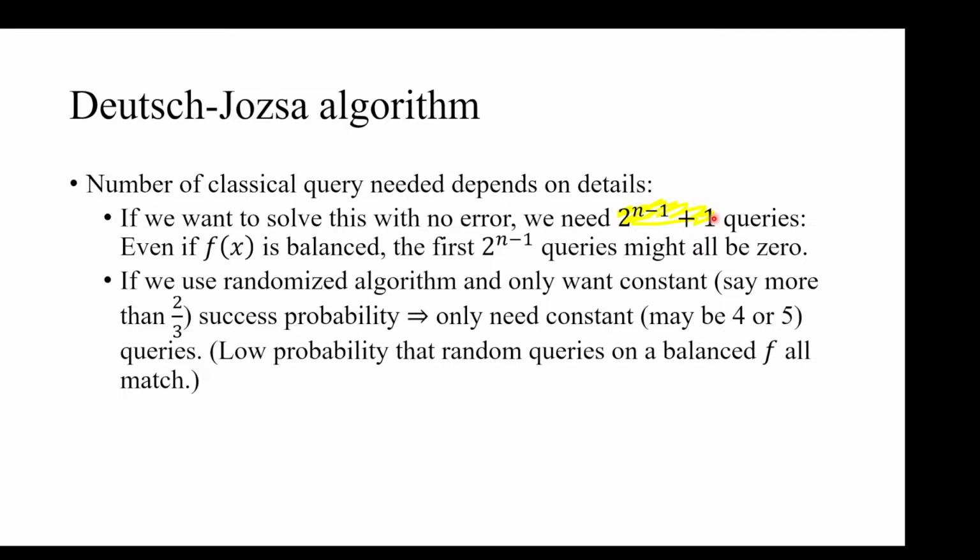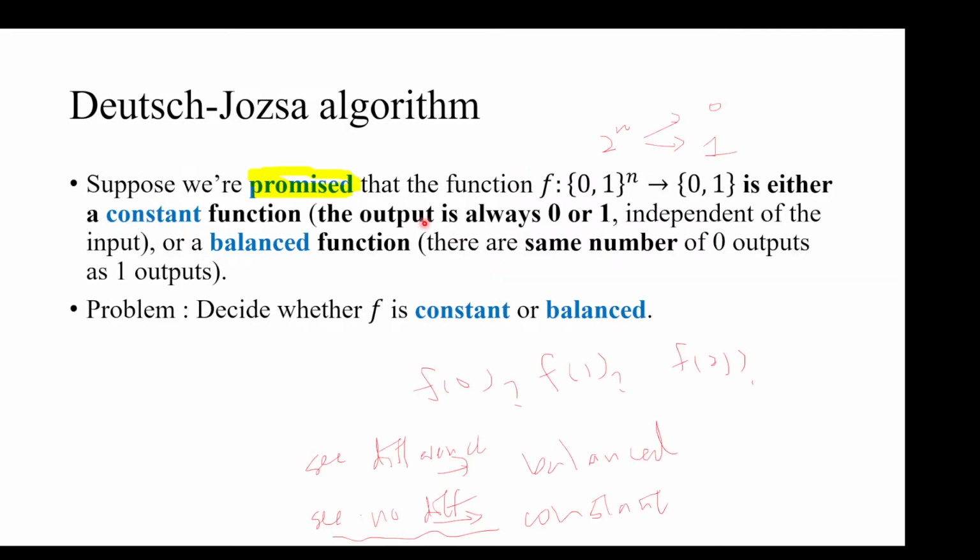And yeah, so you need at least half plus 1 queries to make sure that your classical algorithm doesn't make a mistake. Because when you have a balanced input, you need to see half plus 1 to make sure it's actually a balanced input. Not that you are having a balanced input and seeing half of 0, and you see a lot of 0 thinking it's a constant function.